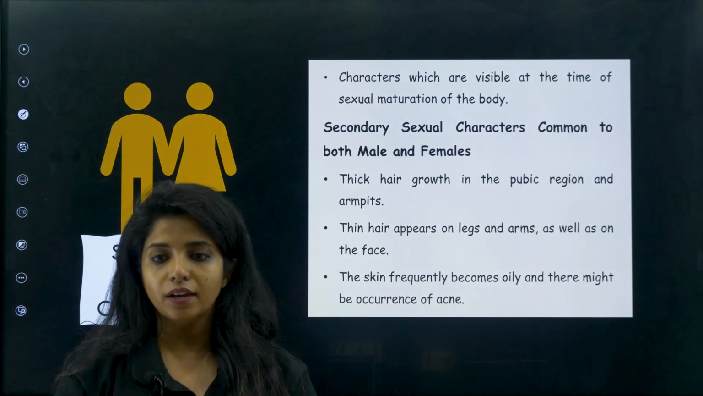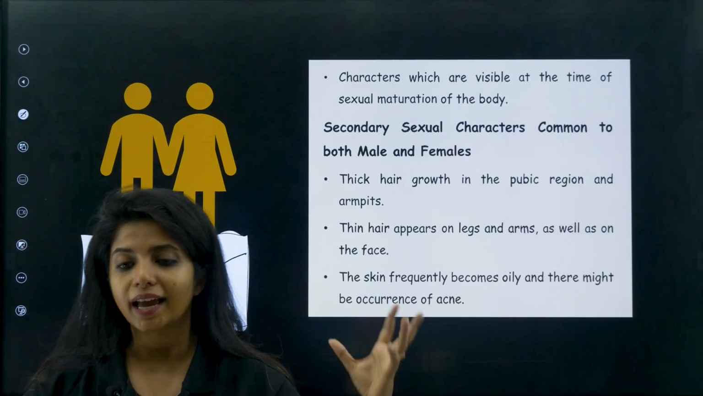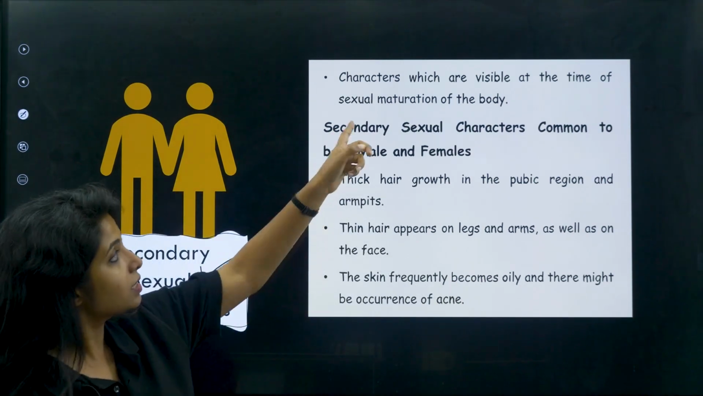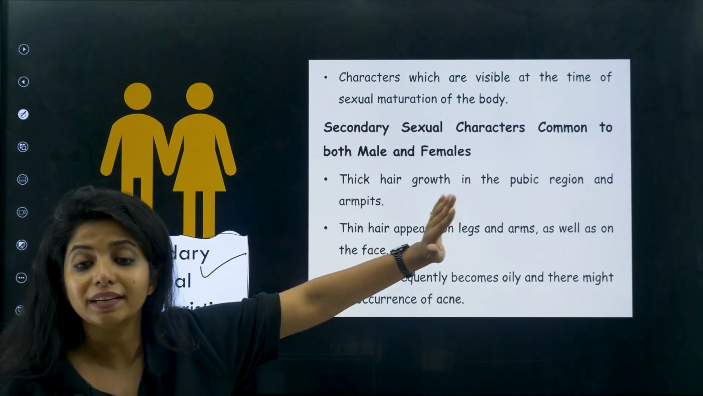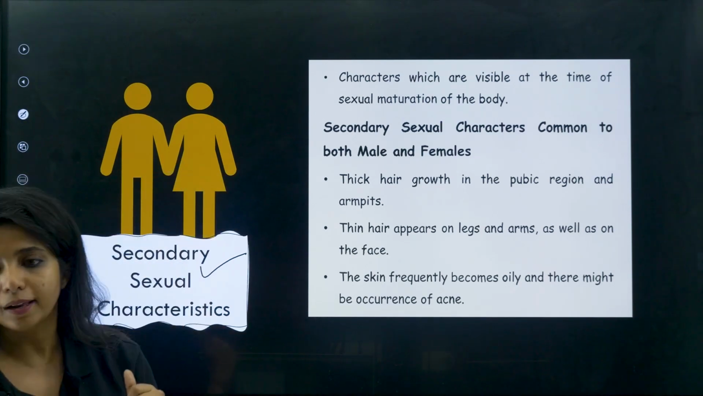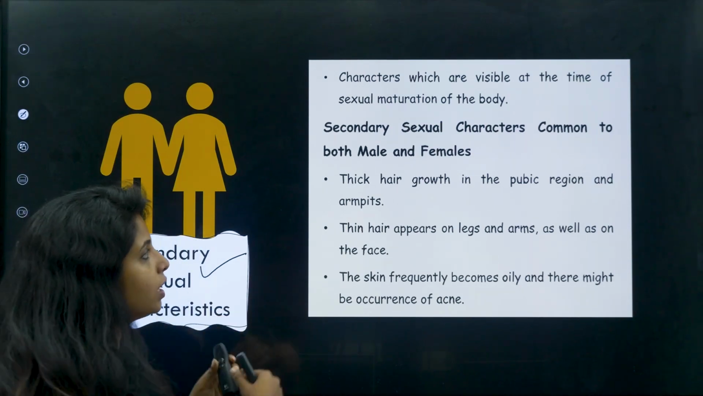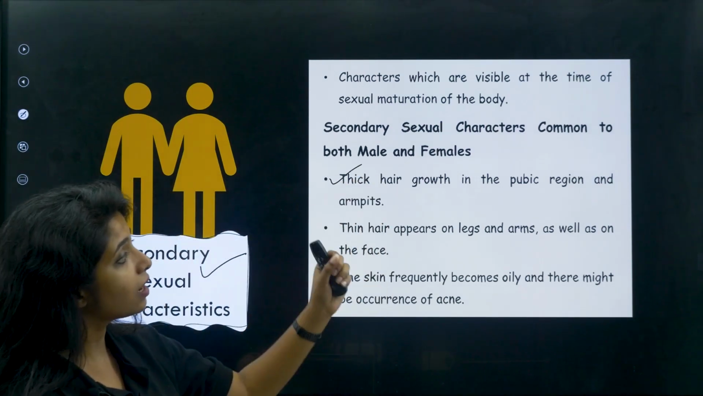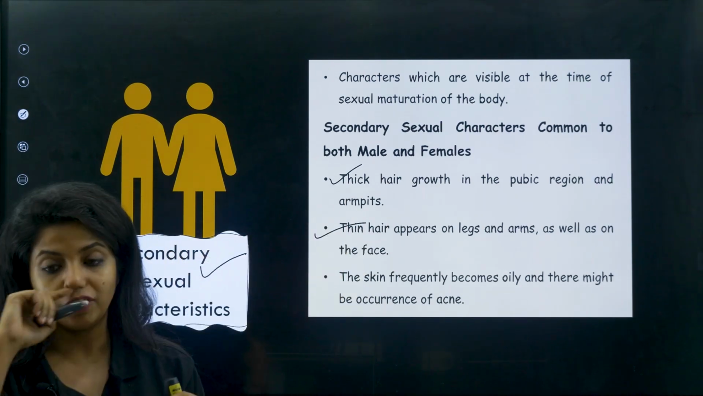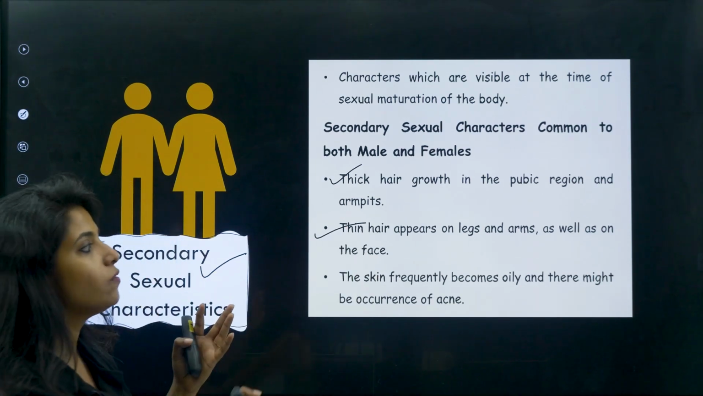Something that comes secondary. You are female or male by birth, or any other gender. Let's be gender free. Secondary sexual characteristics appear later in your life. These characteristics are visible by the time you attain sexual maturity. Some features are common for both male and female. First, thick hair growth in the pubic region and armpits, common for male and female. Thin hair appears on the legs, arms and face as well. The skin frequently becomes oily and there might be acne. This happens to almost everyone who has hit puberty.